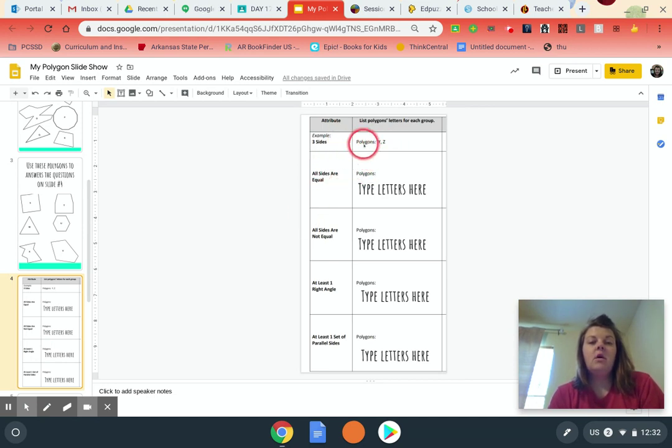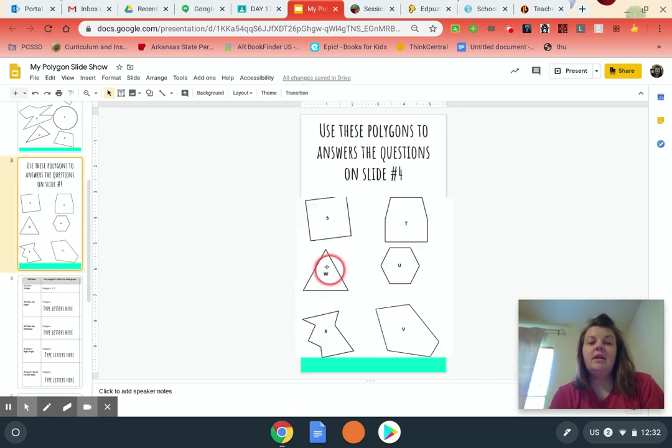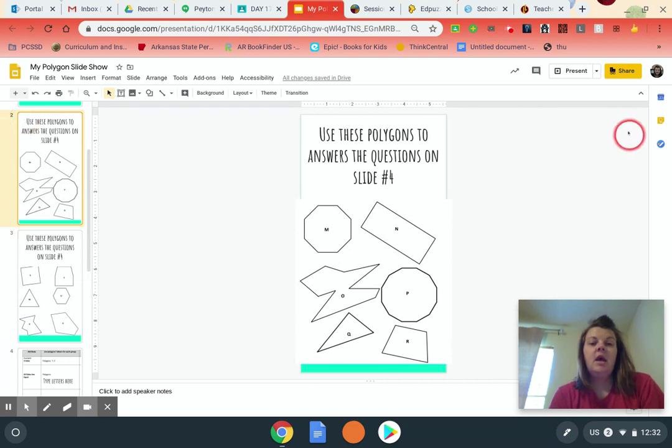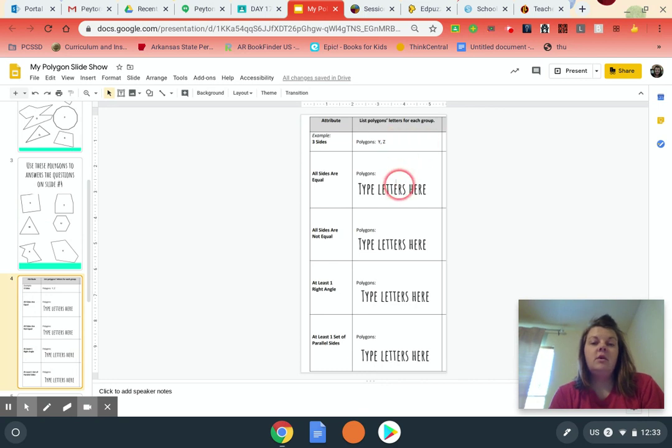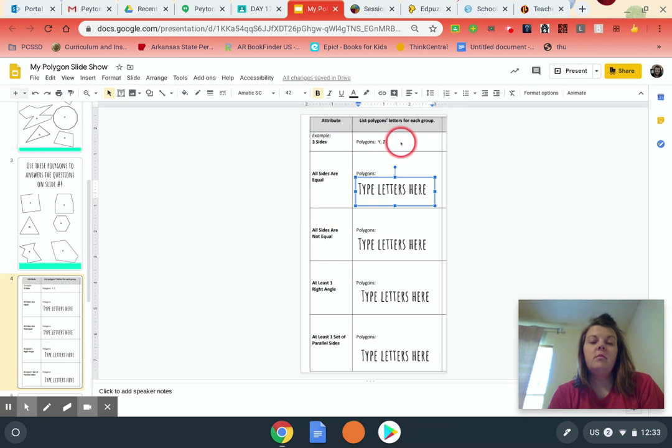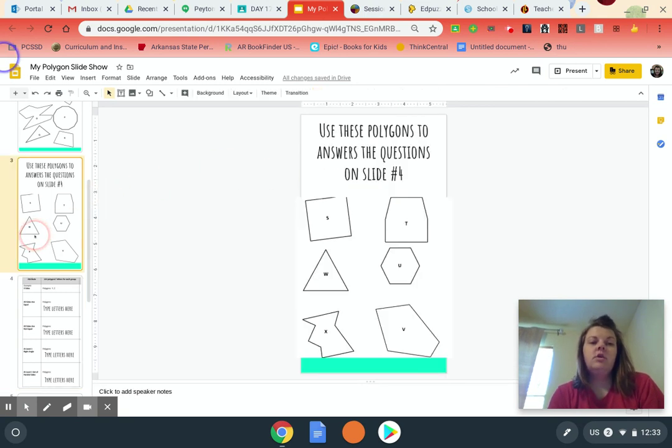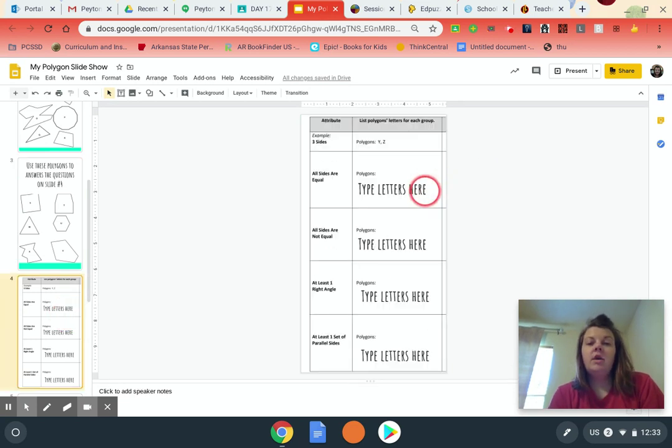On the example, it says pick the polygons that have 3 sides, and it says polygons Y and X. But there is also slide W that has 3 sides, and slide Q that has 3 sides. So you could also add on the example Q and W. But on the first one that you do by yourself, you're going to look at each polygon and pick the sides that are the same. So looking at slide 3, we talked about a square and how all the sides are the same. So for sure, S would go here.